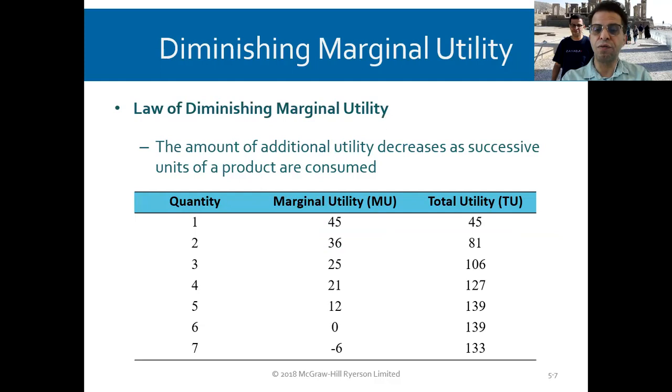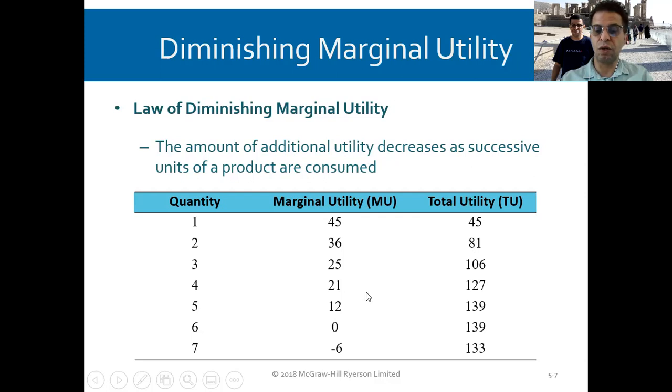Now, if we look at the law of diminishing marginal utility, the first bottle of water gave you 5, the second one gave you 4. Here, the amount of additional utility decreases for each successive unit of the product as it's consumed. If you consume one unit, you get 45 marginal utility, so the total utility is 45. The second one may give you 36 utility. Adding them, 45 plus 36 is 81. The third one, standalone, gives you 25, because you have already used the first and the second one. So 25 plus 81 is 106.